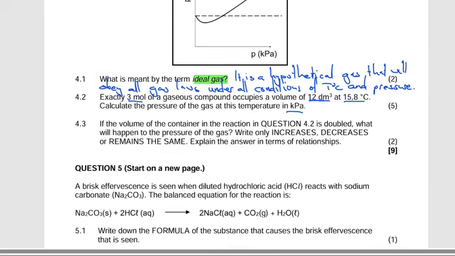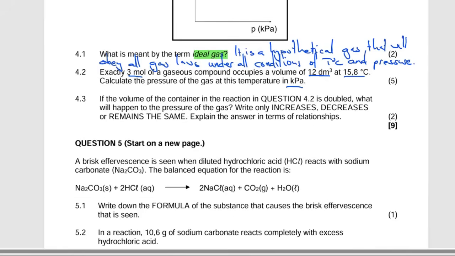Then they're asking us 4.3, which says if the volume of the container in the reaction in question 4.2 is doubled, what will happen to the pressure of the gas? Write only increase, decrease, or remain the same, then explain your answer. So our correct answer there is going to be decrease.